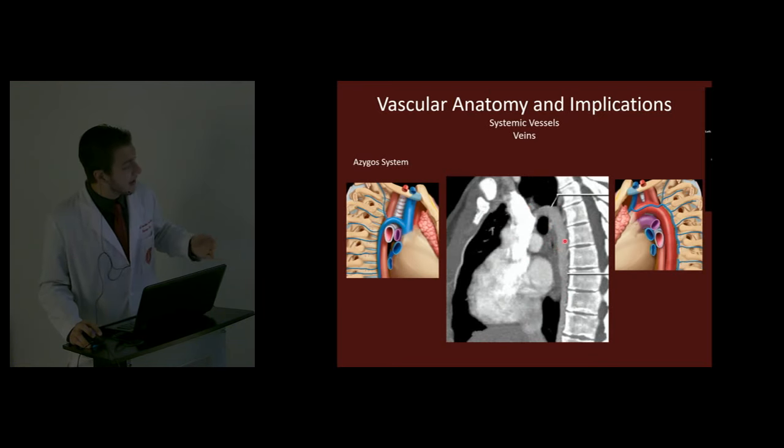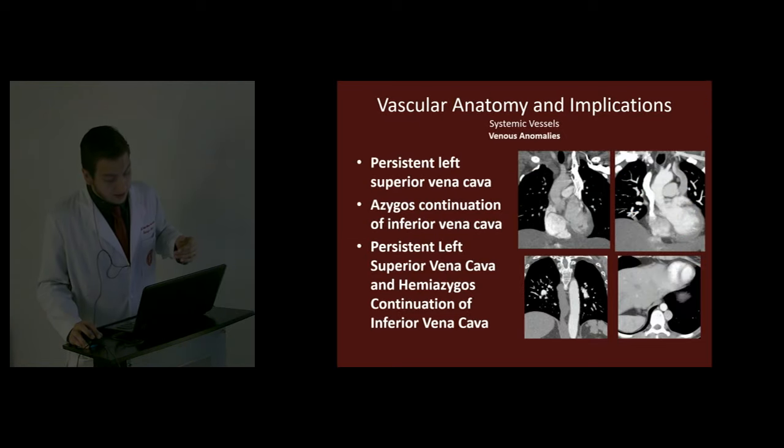sagittal reconstructed tomography. We can observe how the azygous arch comes over the right mainstem bronchus. This is important because there are some anomalies of the systemic venous vessels, such as the persistent left superior vena cava here. You can see it's full of contrast. Or the persistent left superior vena cava with a normal right superior vena cava.